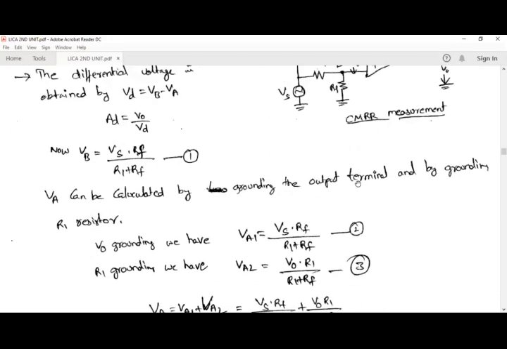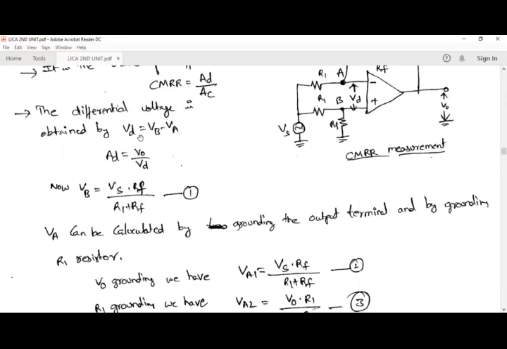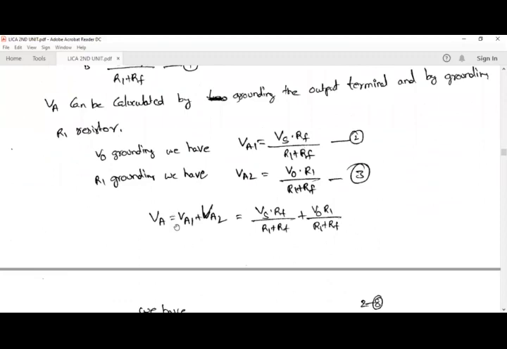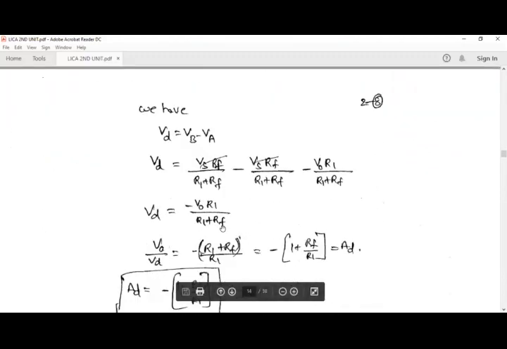From the formula we know that the differential voltage is equal to VB minus VA. As we have written the formula for VB as well as for VA, we are substituting that. So VD is equal to VB minus VA. These two terms will be cancelled, and finally by solving that, we get VD is equal to minus V0 into R1 divided by R1 plus RF.